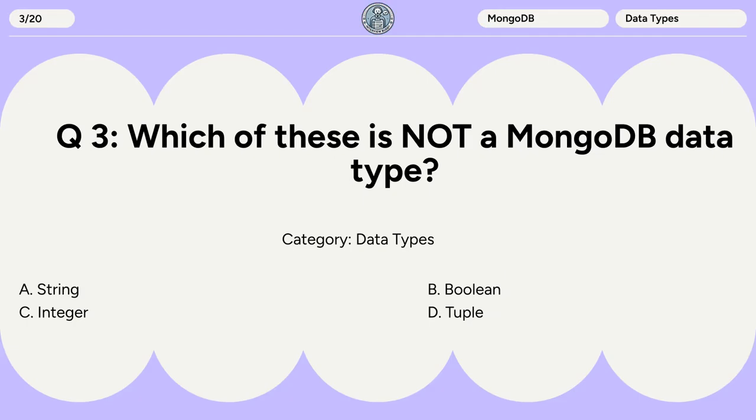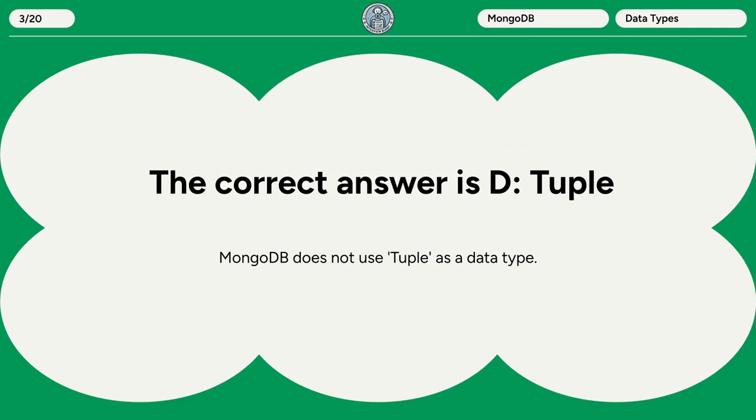Question 3. Which of these is not a MongoDB data type? A. String. B. Boolean. C. Integer. D. Tuple. The correct answer is D. Tuple. MongoDB does not use tuple as a data type.